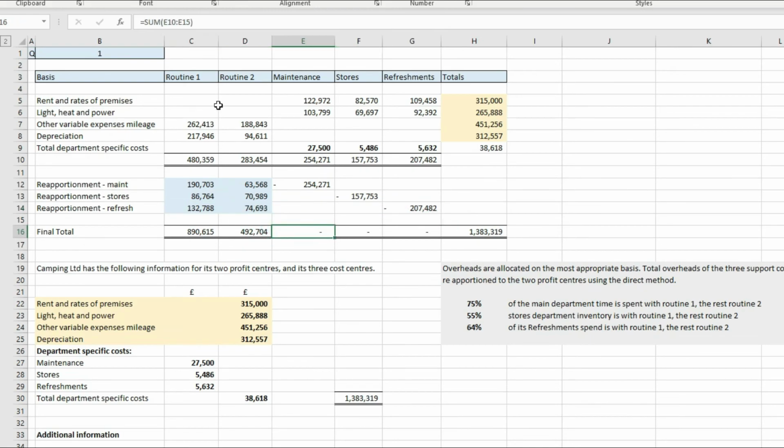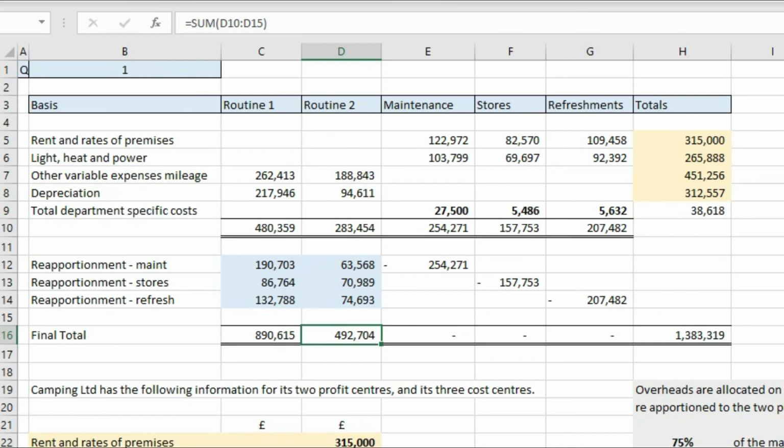So now you can see that those costs under maintenance are correctly allocated under routine 1, routine 2, same with stores, same with refreshments, and we've finally got 890,615 under routine 1 and £492,704 under routine 2. So that's it. I think with these type of questions, as long as you keep it simple and you take your time and you really read the question and get an understanding of why you're doing what you're doing, then it just makes this question a little bit easier to follow.